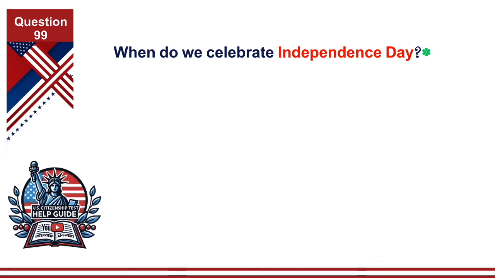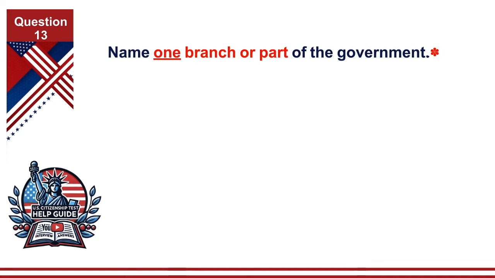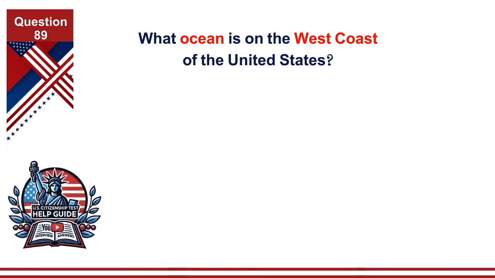When do we celebrate Independence Day? July 4th. Name one branch or part of the government. Congress. What ocean is on the west coast of the United States? Pacific Ocean.